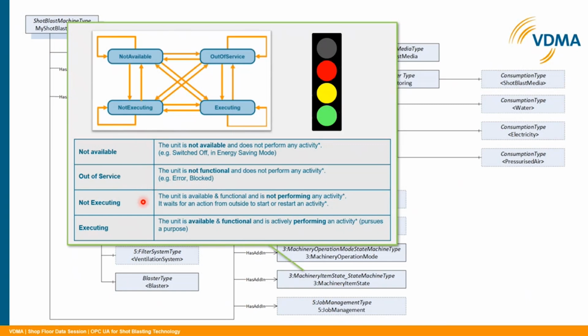The not executing state tells you that the machine has no problem, but it's just waiting for a job, waiting for another machine, and so on. And finally, the execution or executing state tells you that the machine is currently in the execution mode. In the example of the shot blast machine, the machine is shot blasting a part. So this is the state machine that we've implemented here.